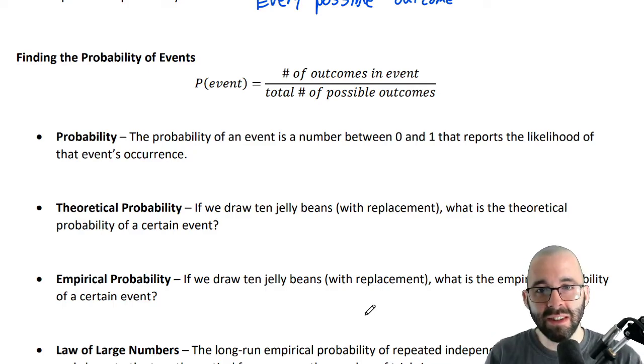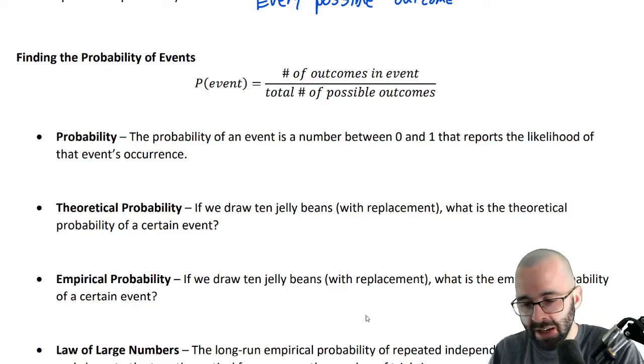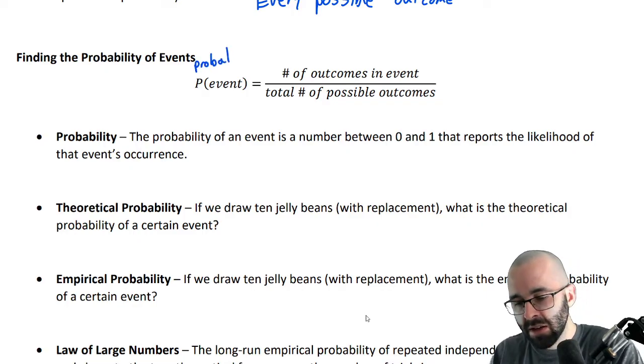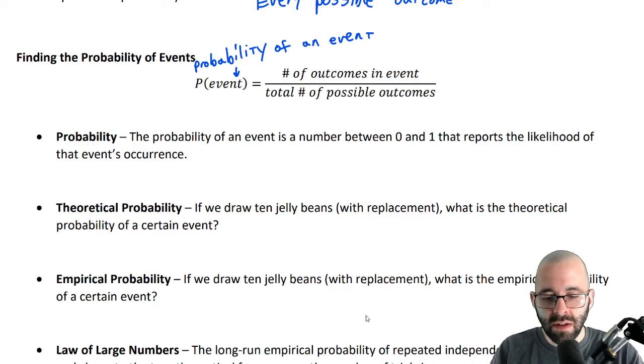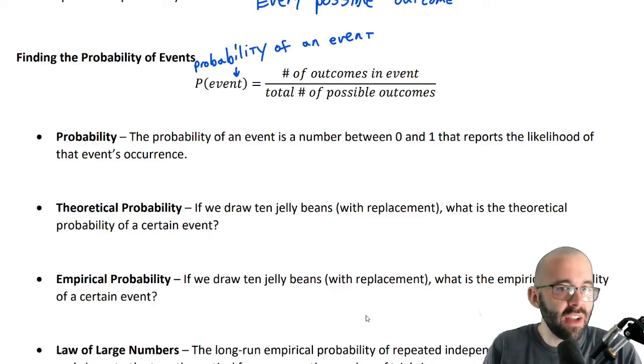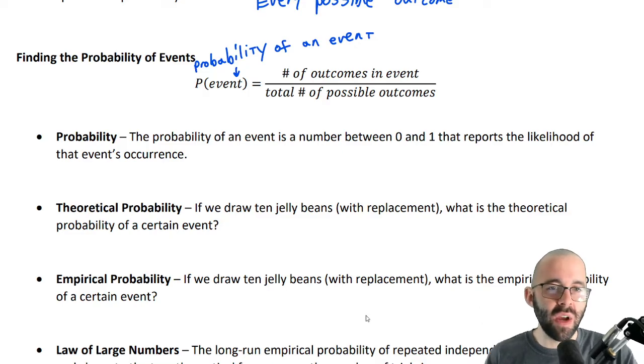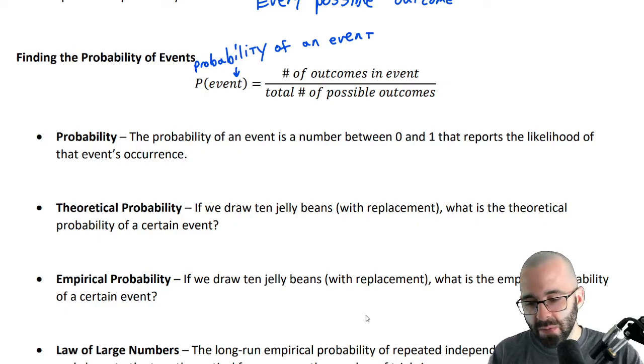We're going to count. So the probability, right? This right here means probability. That's what this P means, of an event is just going to be how many ways this event can happen, divided by the total number of ways that anything can happen. So the probability of an event is a number between 0 and 1, right? It's often a percent.